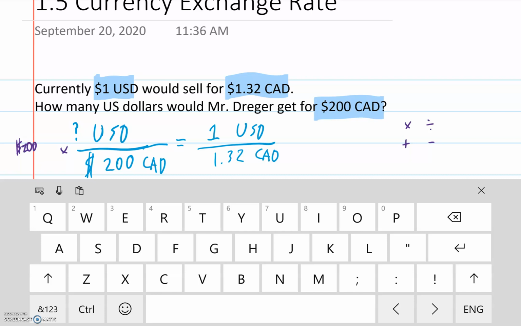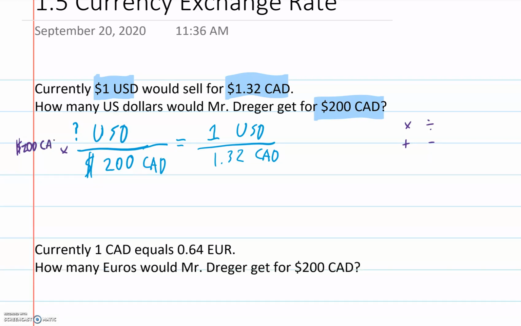200 Canadian, CAD. And if we do it to one side, we want to do it to the other side. This is important, because if we are getting rid of it, the 200 CAD cancel out. Anything divided by itself cancels, and the CAD is being divided by CAD, so those cancel. Okay, so what are we left with? Well, we're left with an unknown amount of US dollars, and that is equal to 200 times 1, which is just 200, divided by 1.32 USD.